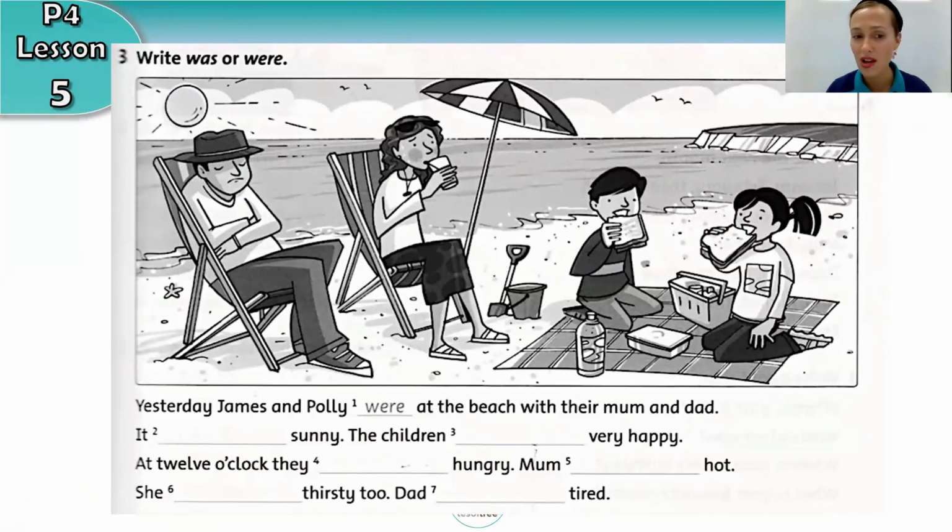I'll show you number 1. Yesterday, James and Polly were at the beach with their mom and dad. James and Polly is they. They were at the beach with their mom and dad. Okay, it's time to do your homework. And we will do a homework check later today.